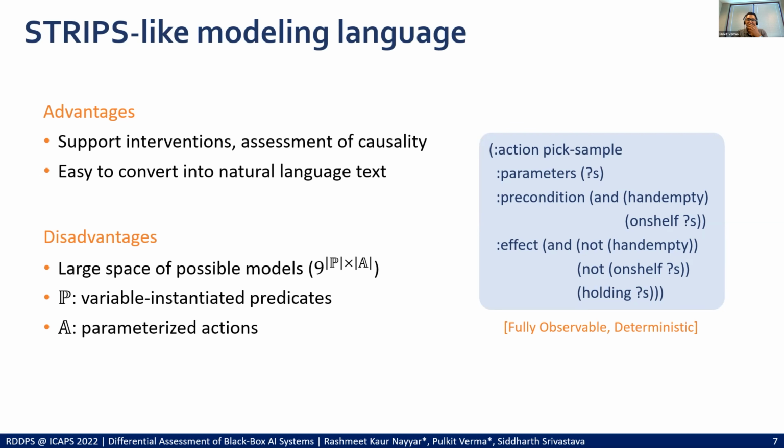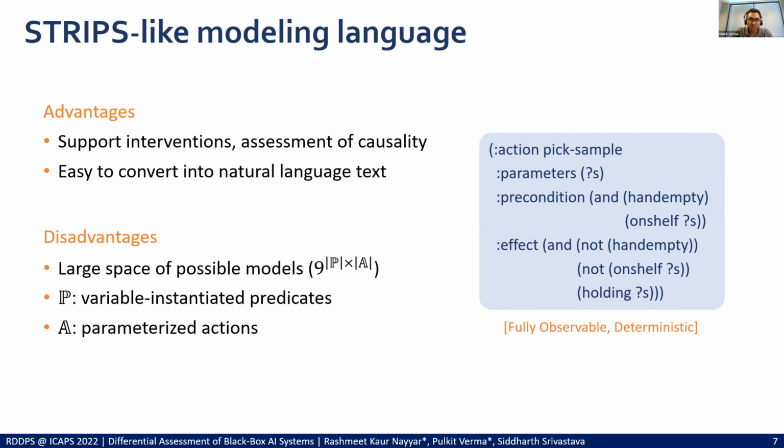Here on the right, you can see such a model. I guess to this crowd, I need not explain the details of what preconditions and effects are. But essentially here we have this pick sample action, and it has the preconditions hand empty and sample on shelf. The effect is that after executing this action, the hand is not empty anymore, the sample is not on the shelf, and the robot is holding this sample. Such models have the advantage that they are clearly predictive, and they also allow interventions and assessment of causality, which we show in a different work.